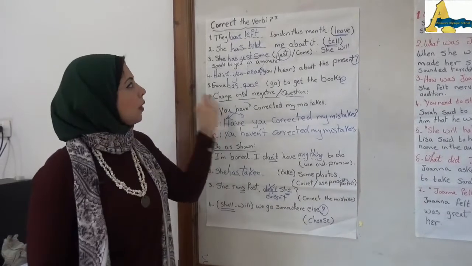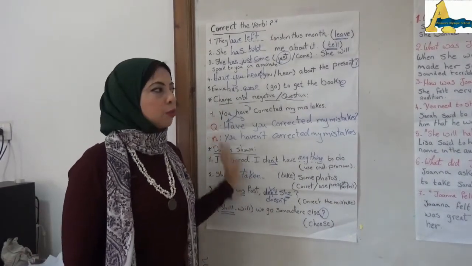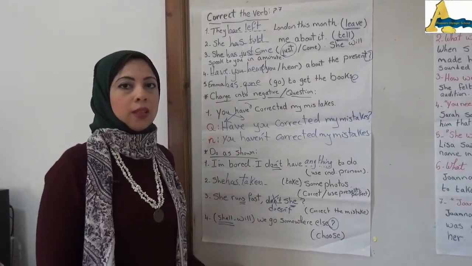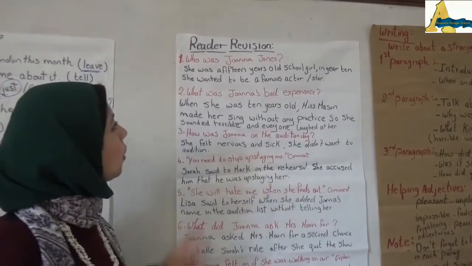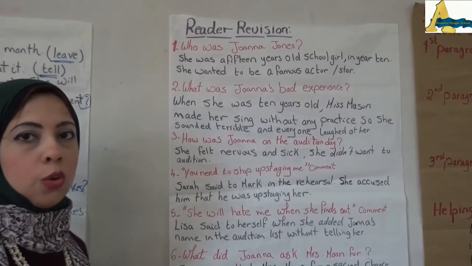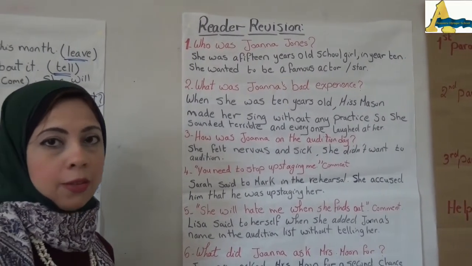Okay, guys, by that way we finished our grammar. We have to answer all the revision booklet that you have. Let's start here, reader revision. Of course, our story was talking about a little girl who dreamed to be a famous actor.